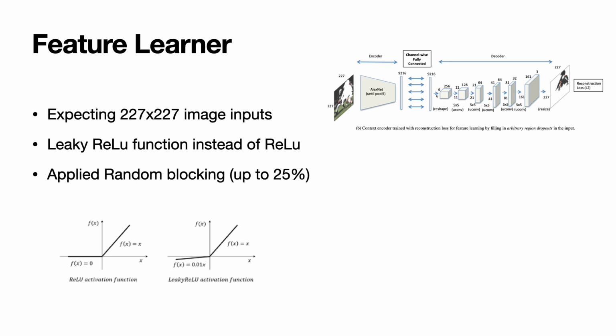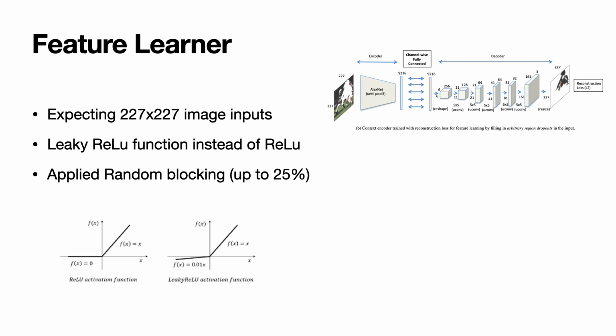The next model we tried to implement was the feature learner model. It is important to note that this model only uses reconstruction loss instead of a joint loss function. Also, we did not use central blocking, we instead used random blocking. This also protected against the model learning lower level features.